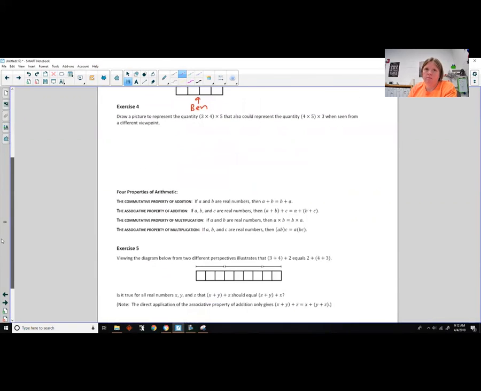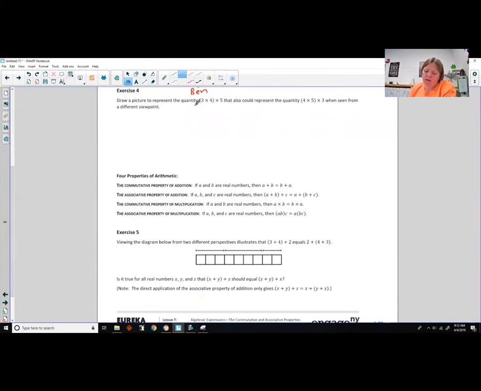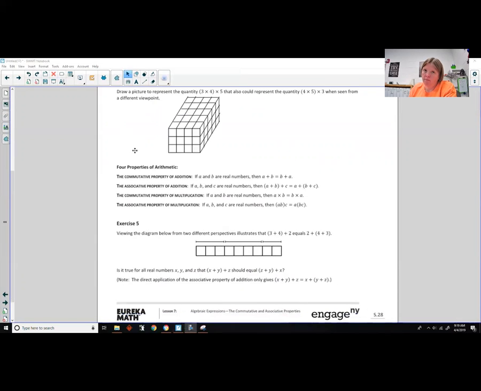All right, exercise 4. Draw a picture to represent the quantity 3 times 4 times 5 that also could represent the quantity 4 times 5 times 3 when seen from a different viewpoint. Okay, so here is a drawing that I did. It took me a little while. It's not perfect, but you get the idea.